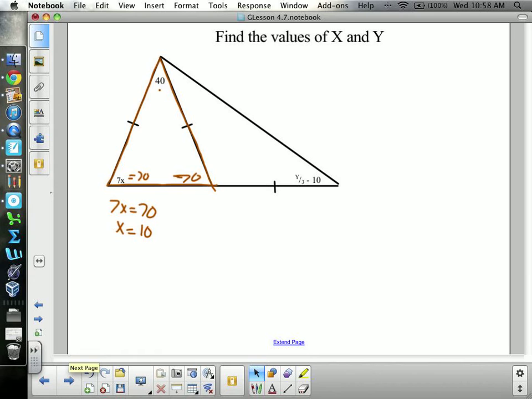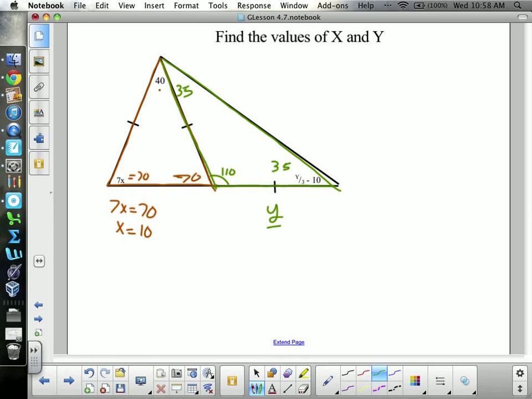Now, not done yet. This angle is also 70, making this angle 110. Right? So now in this isosceles triangle, I've used up 110 degrees. I've got 70 left, meaning each angle has to be half of 70, which is 35. So now I have y over 3 minus 10 equals 35. So I have to add 10. So y over 3 is 45, multiplied by 3. y equals 135.